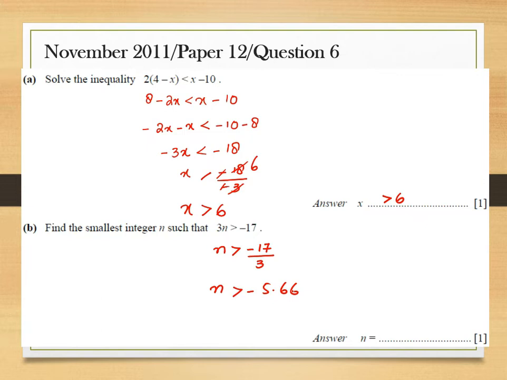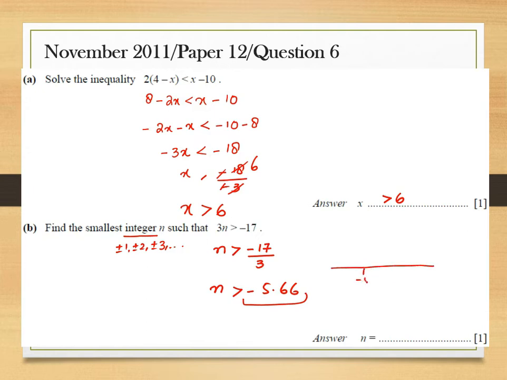Remember, whenever they are saying integer, integers are not decimal numbers. These are whole numbers, with a positive or negative sign. So all these numbers with positive and negative signs are integers. 5.66 is not an integer. So if we write the smallest integer, let's draw a number line of this.